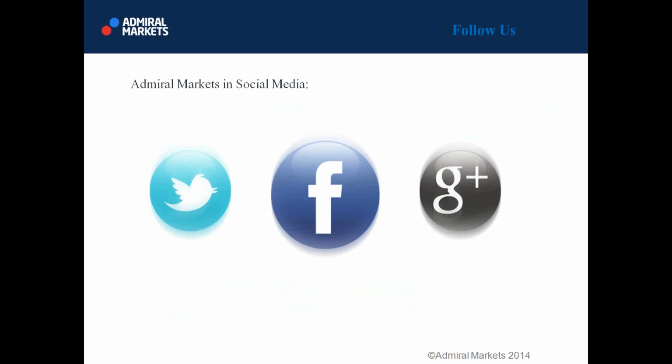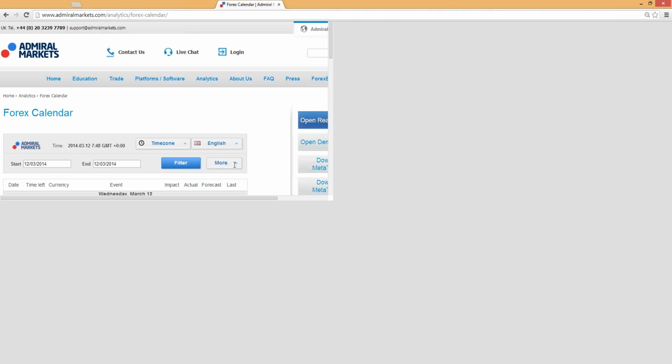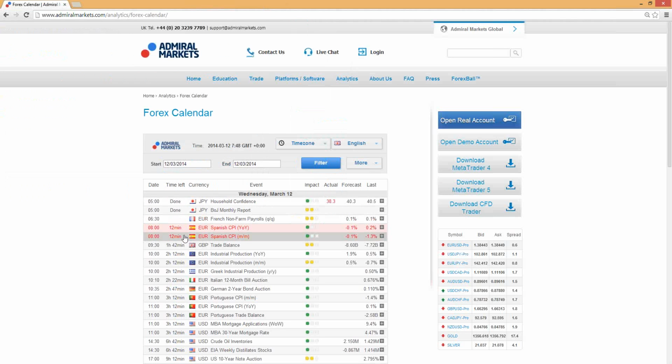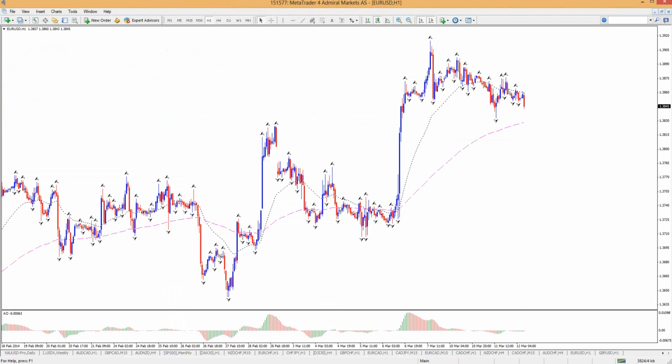Good. With that said, we only have one task left. That is to take a look at this calendar to see if we have anything coming up. We got Spanish CPI apparently, and we have some other news throughout the morning, light and medium impact news on the euro, and 12 hours from now we have the New Zealand interest rate announcement. So with that said, now we can move over to our chart.